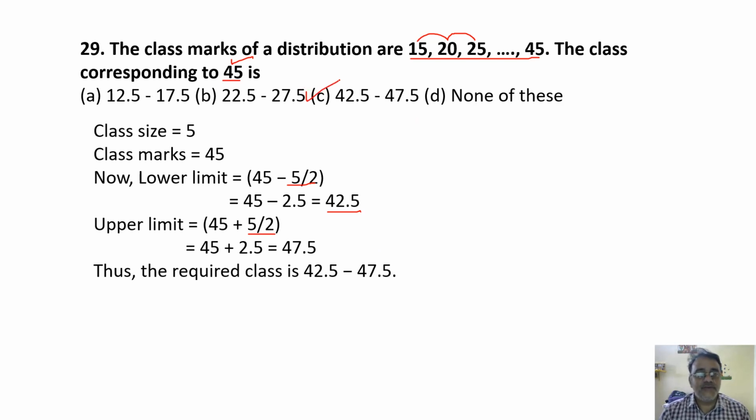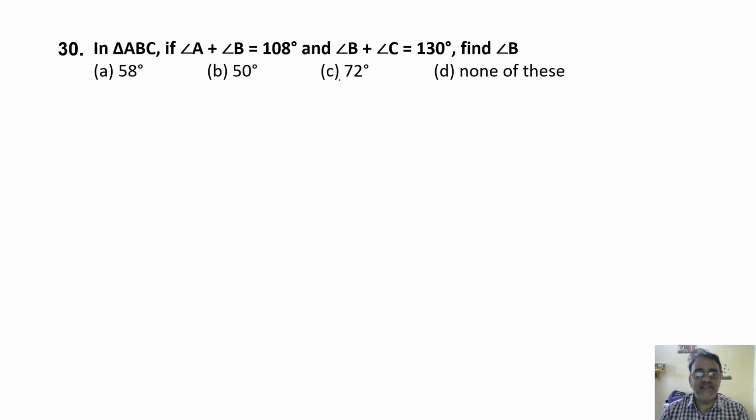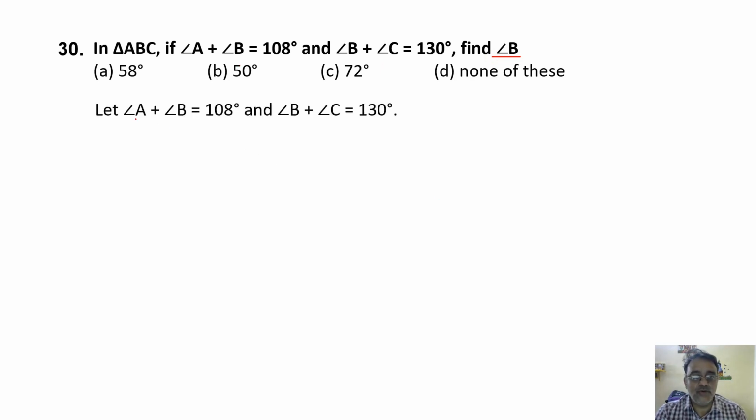Right. So now we are moving toward question number 30. In triangle ABC, if angle A plus angle B is equal to 108 degree and angle B plus angle C is equal to 130 degree, then find angle B. So सबसे पहले जो दिया है उसको लिख लिए. अब ये दोनों को ऐड करो, मीन्स LHS plus LHS, RHS plus RHS. So देखो B 2 बार में आ जाएगा, B repeated 2 times.